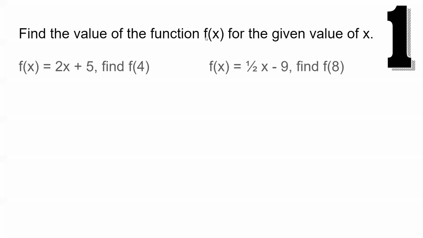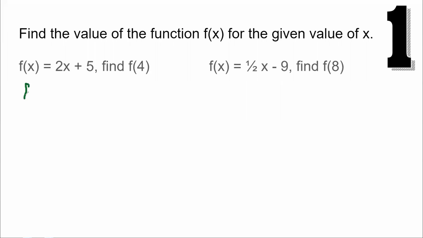When I'm solving these kinds of problems, I'm going to write, that is really thick, give me a second. If I'm finding f of 4, I'm going to replace this x with a 4. So instead of saying f of x equals 2x plus 5, I'm saying f of 4 equals 2, and instead of x, I'm going to write a 4, and then plus 5. And then I'm going to simplify it. 2 times 4, we have to do first, which gives me an 8 plus 5.